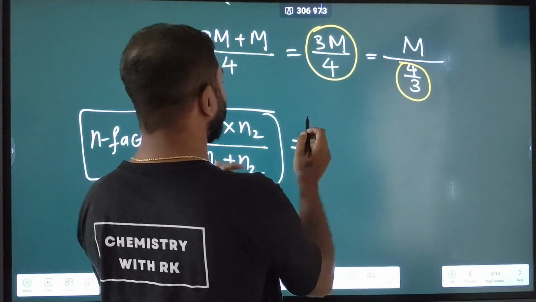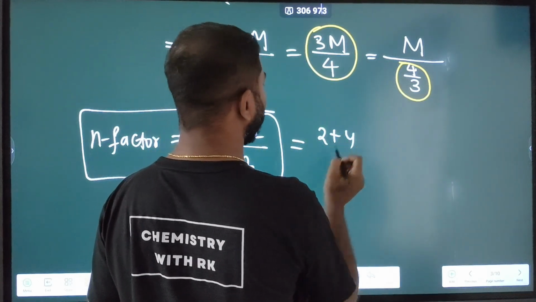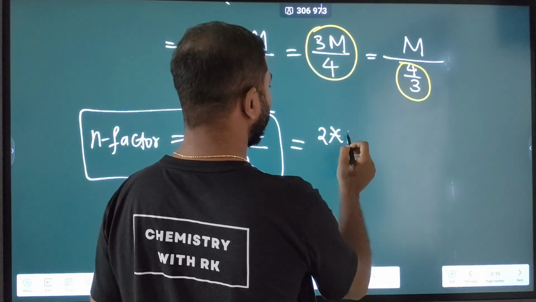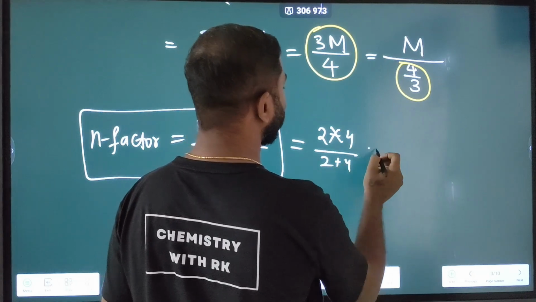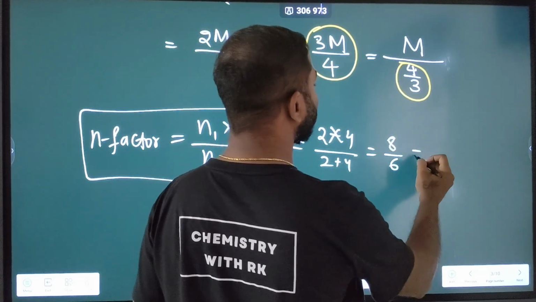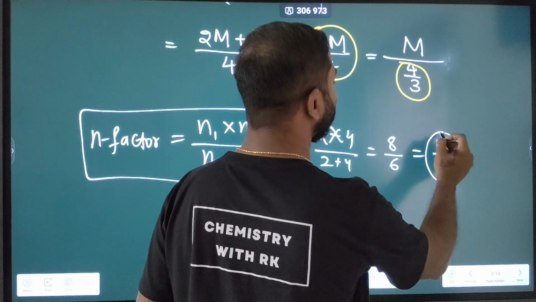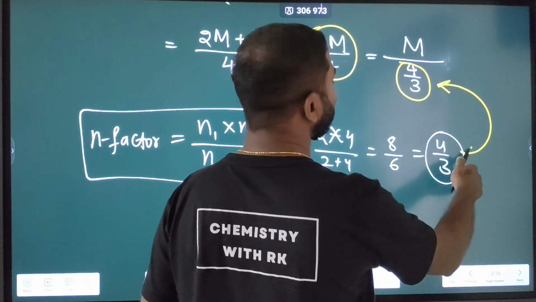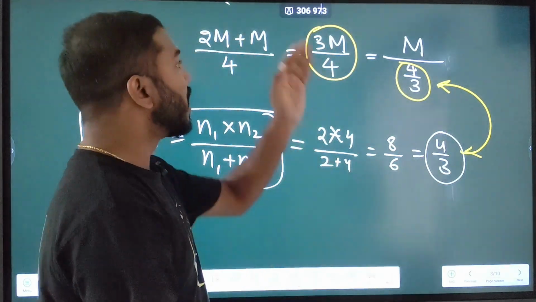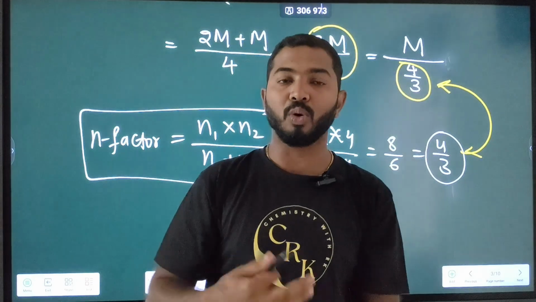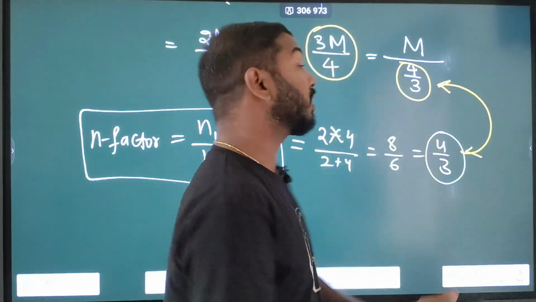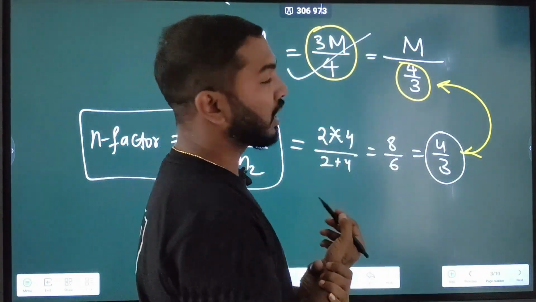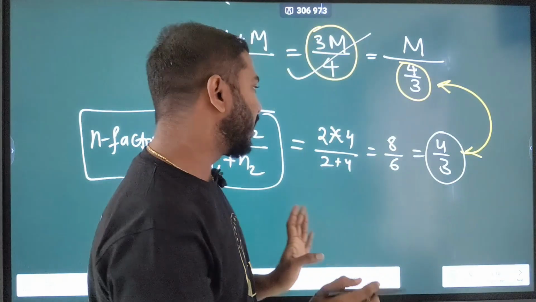Okay, so we already know the n1 and n2 values, that is 2 into 4, by 2 plus 4, that is going to be 8 by 6, which will give us 4 by 3. So these two values must match with each other. In that method we have got 4 by 3 overall n factor. If they ask the equivalent weight, this is the answer. Okay, yes. Hope it is clear.